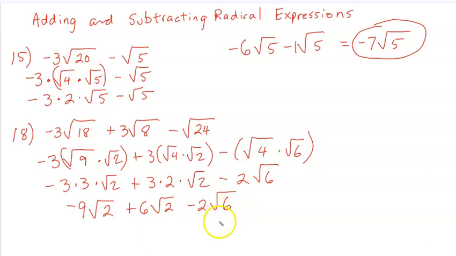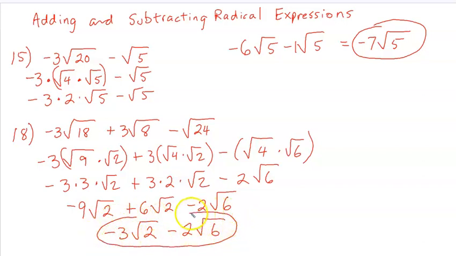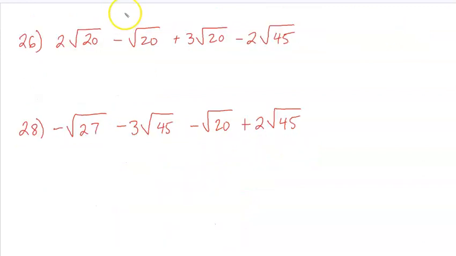square root of 6. So two of these can actually be combined into one radical, but this other square root of 6 cannot be. So the best I can do, my final answer is going to be negative 9 plus 6, which is negative 3 square root of 2. And then I'm just going to show that I'm going to have 2 square root of 6 subtracted from that. But I can't actually combine those into one term because they're unlike radicals. There's your answer for number 18.